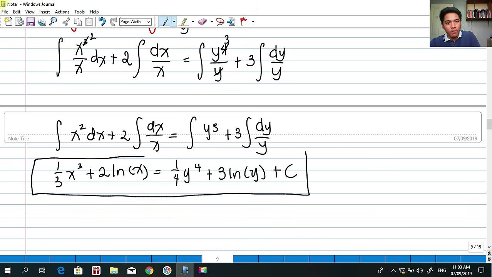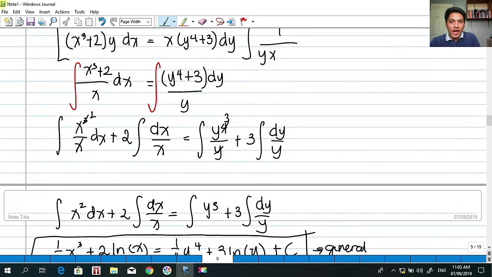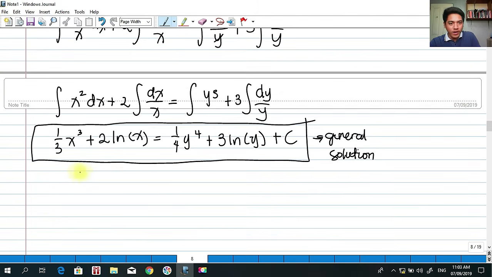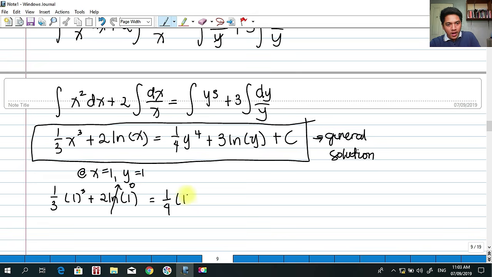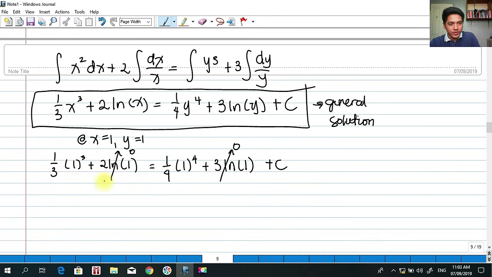So therefore, this is our what? General solution. But take note that we have a condition, and that condition is at x is equals to 1, and y is equals to 1. So we simply substitute the values 1/3, 1 cube plus 2 ln of 1. This is simply 0, because ln of 1 is 0. Is equals to 1/4, 1 raised to 4, plus 3 ln of 1. This is simply 0. ln of 1 is 0. Plus c. So as you can see, 1 cube is still 1. 1 raised to 4 is still 1.